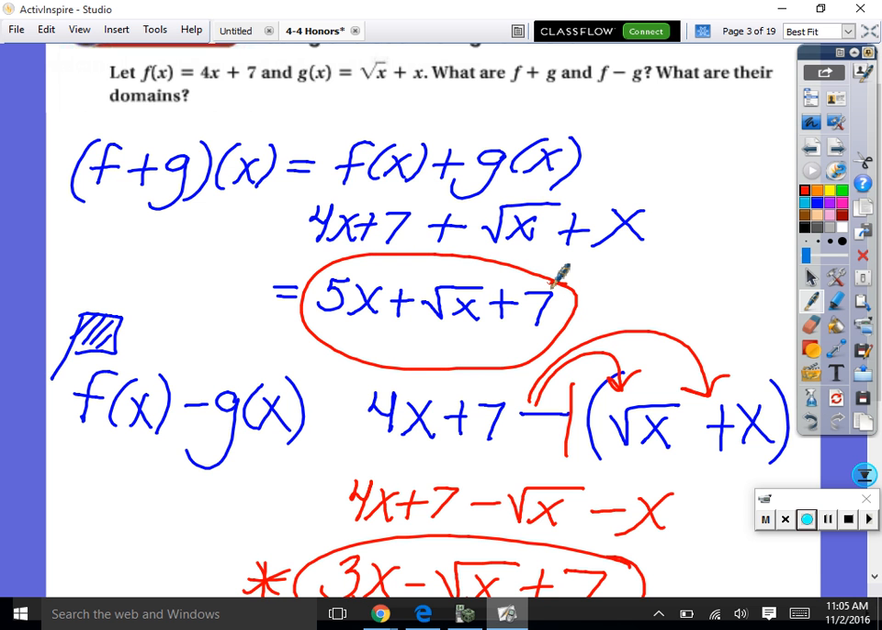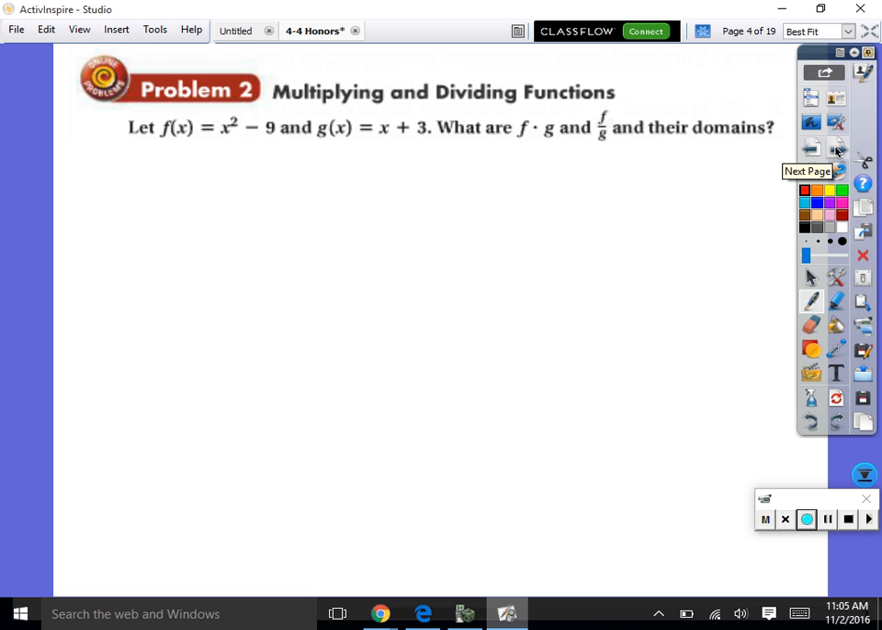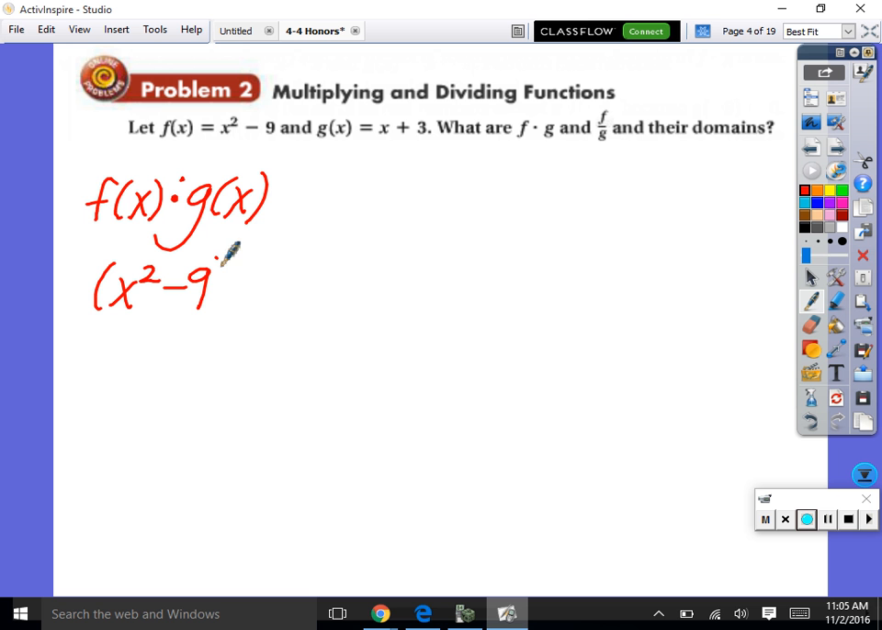Everybody good with this? Okay, let's do these two, and we'll come back and restrict our domains in a second. So here we go. It says, what's f of x times g of x? F divided by g. So f of x times g of x. So f of x is x squared minus 9. We're timesing by g of x, which is x plus 3.